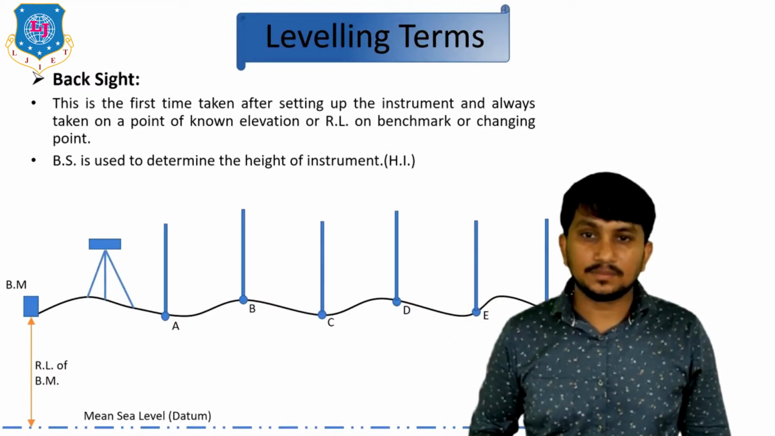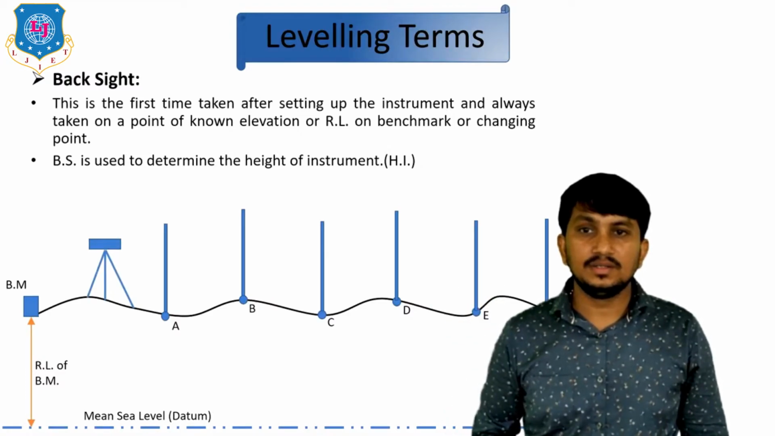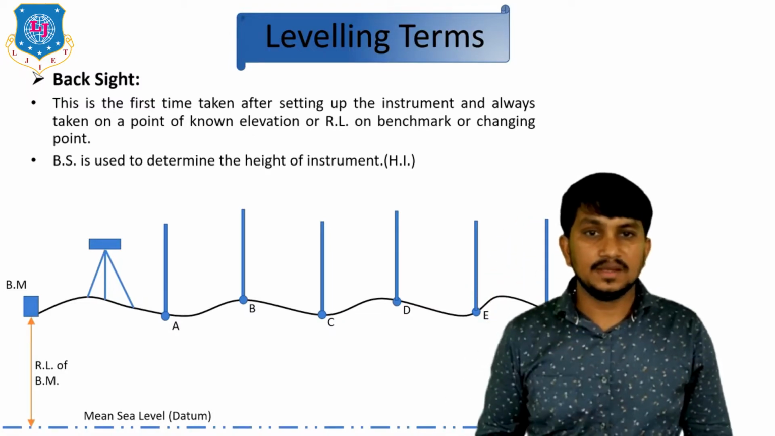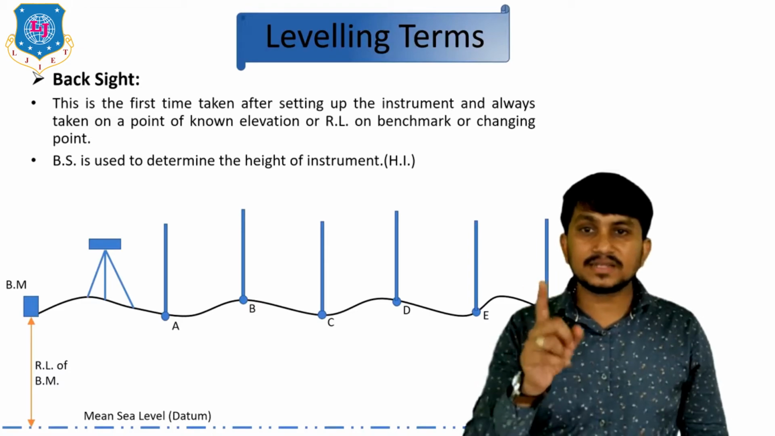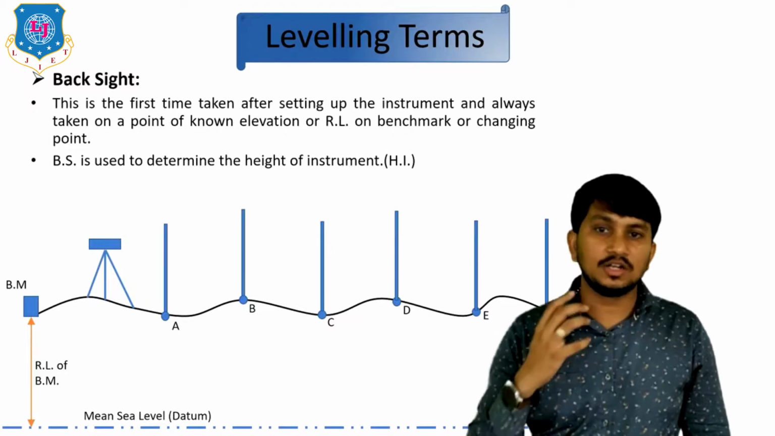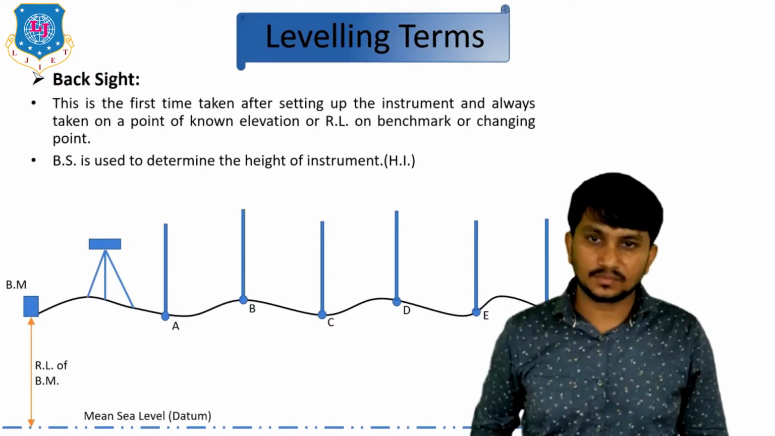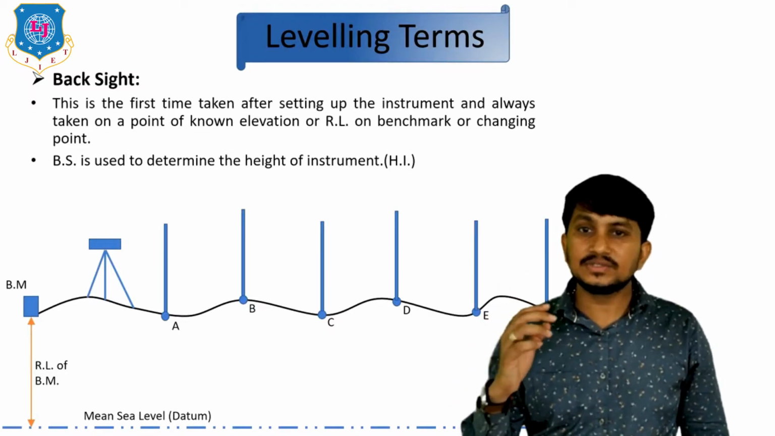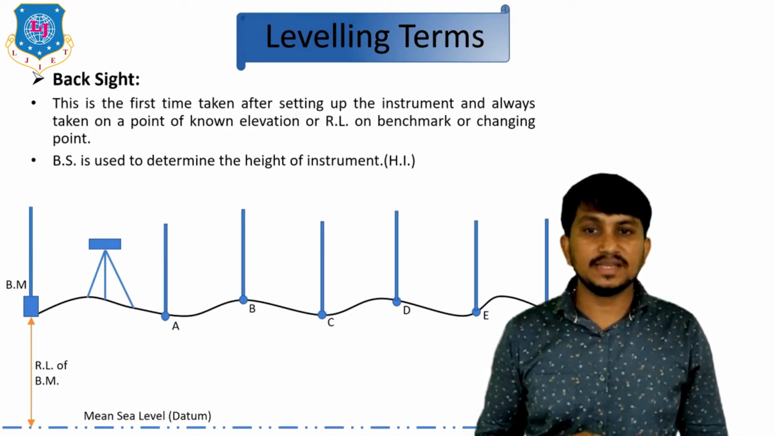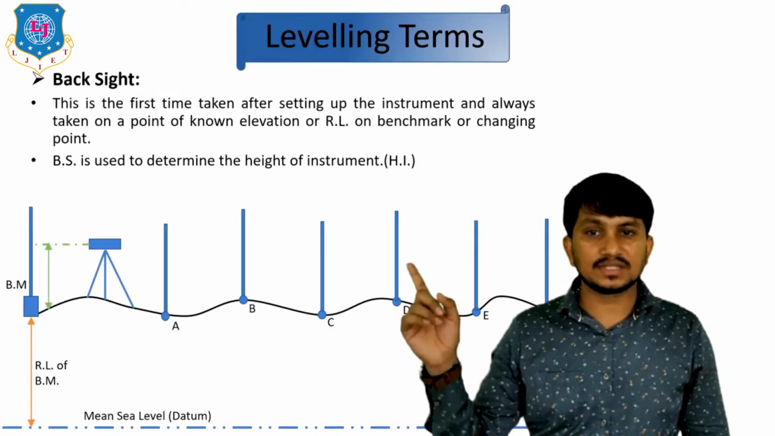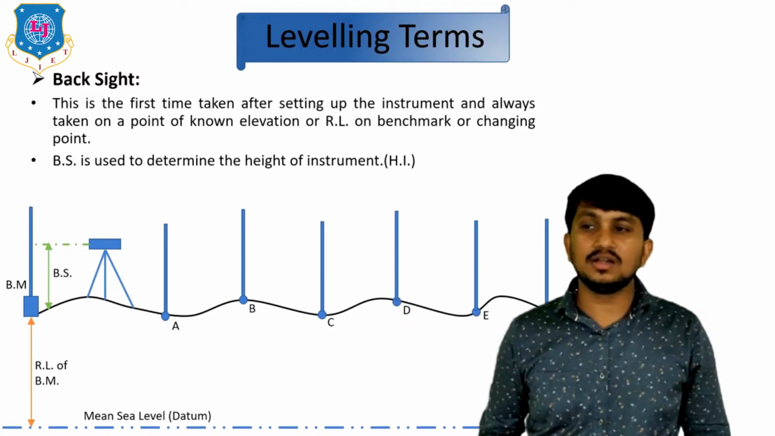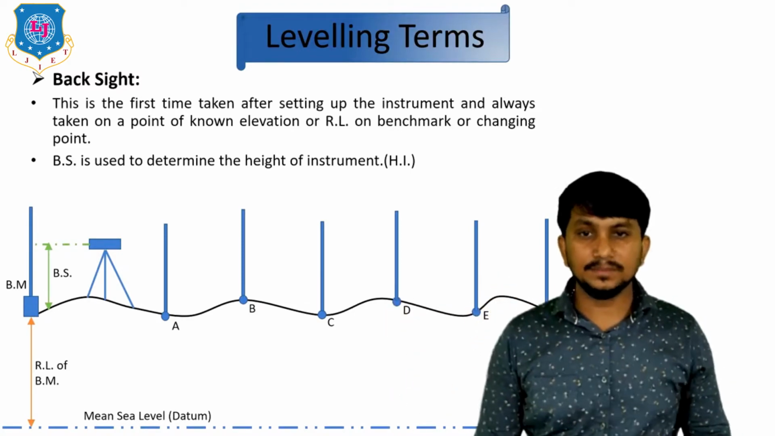This is our setup or leveling instrument. So what is backsight? This is the first staff reading taken after setting up the instrument, and always taken on the point of known RL, or on the benchmark, or on the changing point whose RL is known. This BS is used to determine the height of the instrument, HI. So what is BS? BS is like this. This is the first staff reading taken after the setting of the instrument. This distance is called BS.